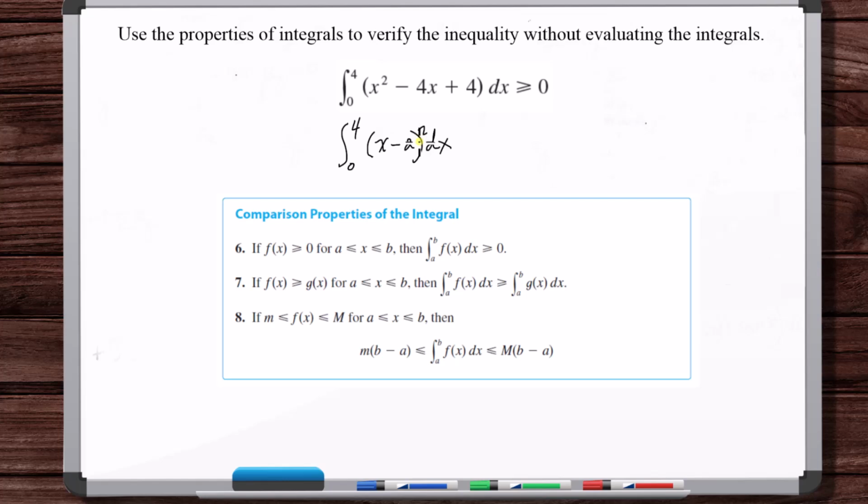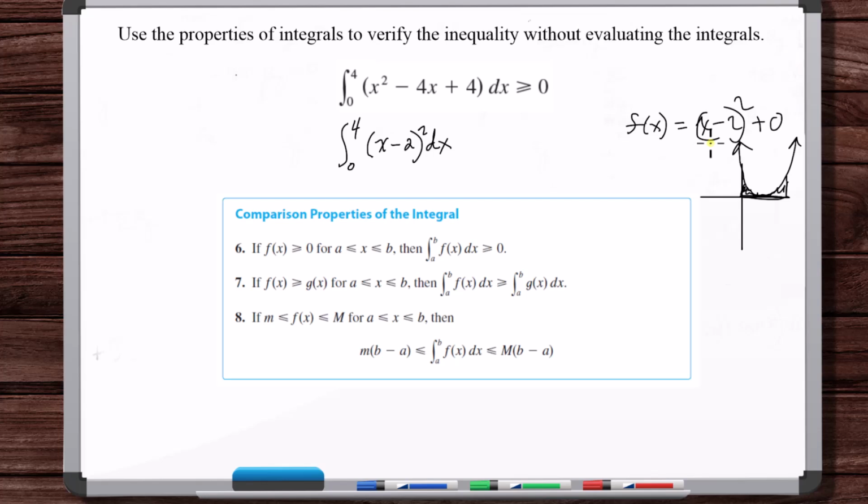Here we see this is in vertex form. This is f of x equal to x minus 2 squared, and then it's shifted up or down by 0. So this is the parabola x squared, but just shifted to the right 2 units. And so if we're integrating from 0 to 4, the area is going to be positive. This is going to be greater than or equal to 0, for sure.